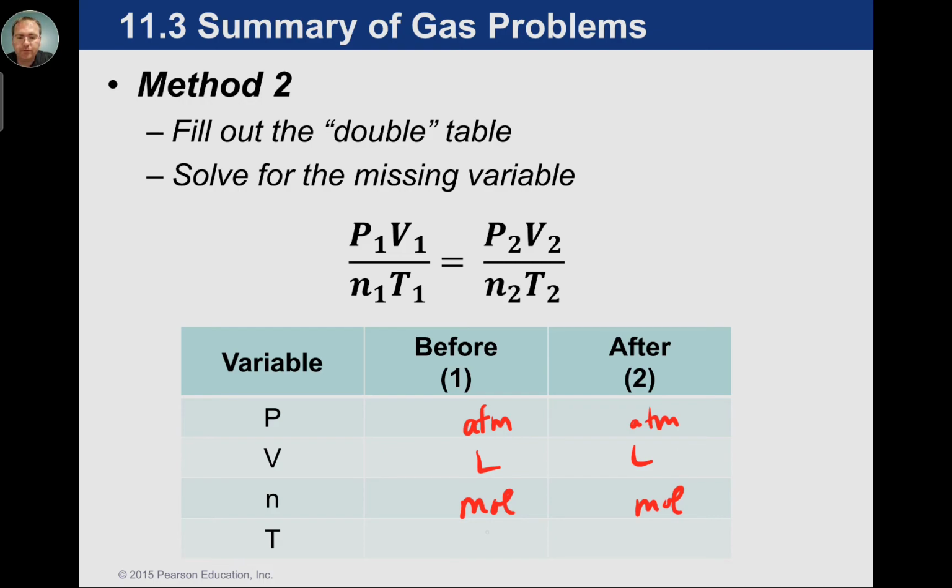And then look for temperature. If you see 2 Celsius, you're going to have to convert to Kelvin. But if you see 2 Kelvin, that's even better because then you don't have to convert. But anytime you see 2 units in the same problem of the same type, you know it's a method 2 kind of problem.